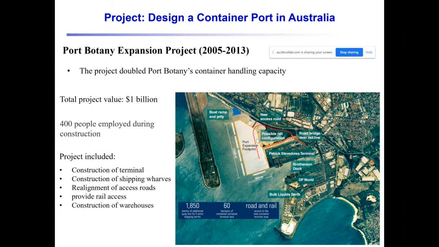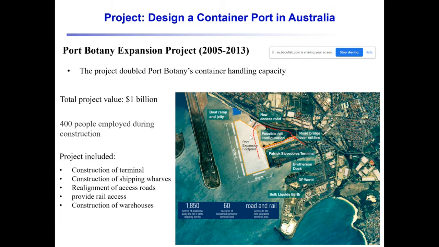This project included the construction of a new terminal that you can see in the figure here. It was the construction of shipping wharves. In addition to this, it was the realignment and construction of new access roads to the port. It was also the construction of rail access to the port and also the construction of warehouses.